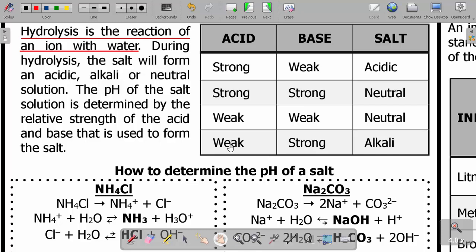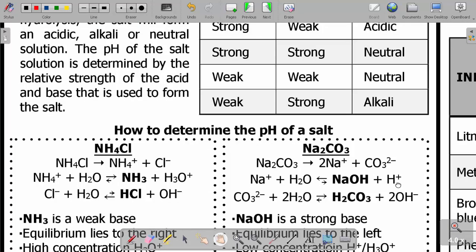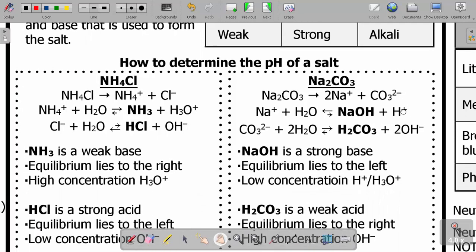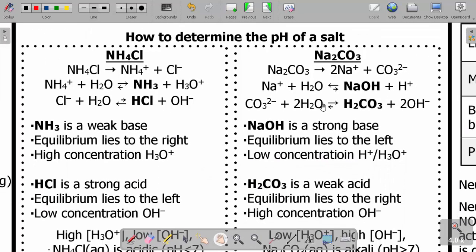If I react a weak acid with a stronger base, however, my resultant is going to have what? An alkali salt. Hope we are together. Let us continue here. We're going to look at examples, how to determine the pH of a salt. Okay. Now, take an example of this ammonium chloride salt.